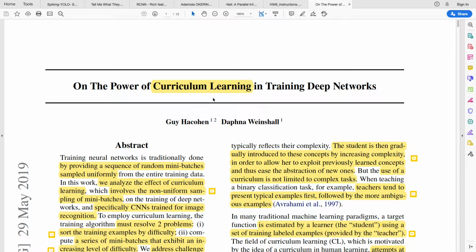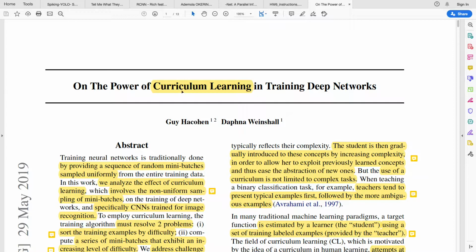Alright, guys, welcome to the deep learning paper series, where we pick some important papers in the literature and try to dissect them to understand the ideas behind them. So today we'll be looking at "The Power of Curriculum Learning in Training Deep Networks."